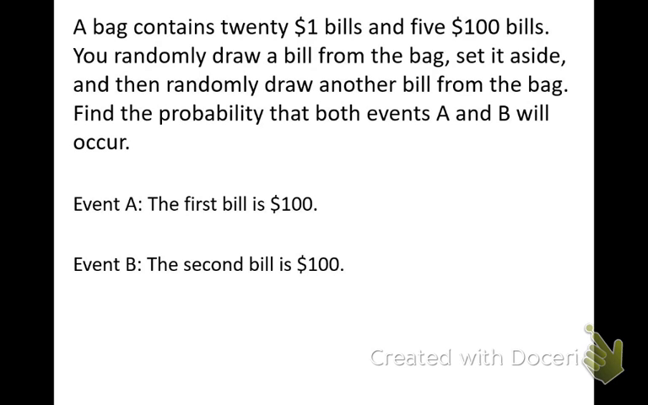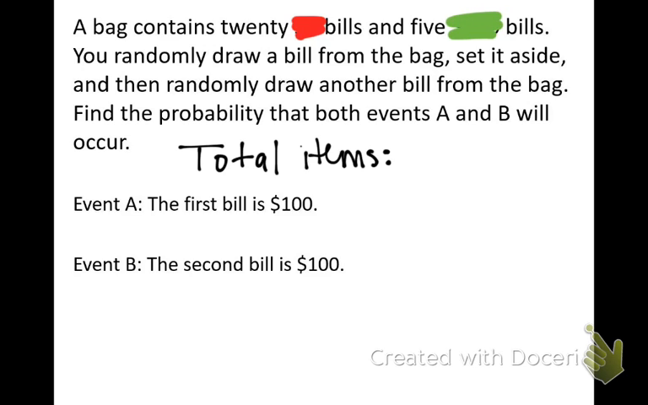A bag contains 20 $1 bills and 5 $100 bills. So I want you to pause. How many total items do they have in the bag? 25 items. So the amount of money does not matter at all. It could be like you saying, I have 20 red pieces of paper and I have 5 green pieces of paper. It's just giving you a difference between the two. But there are 25 total items. Is everyone okay with 25?